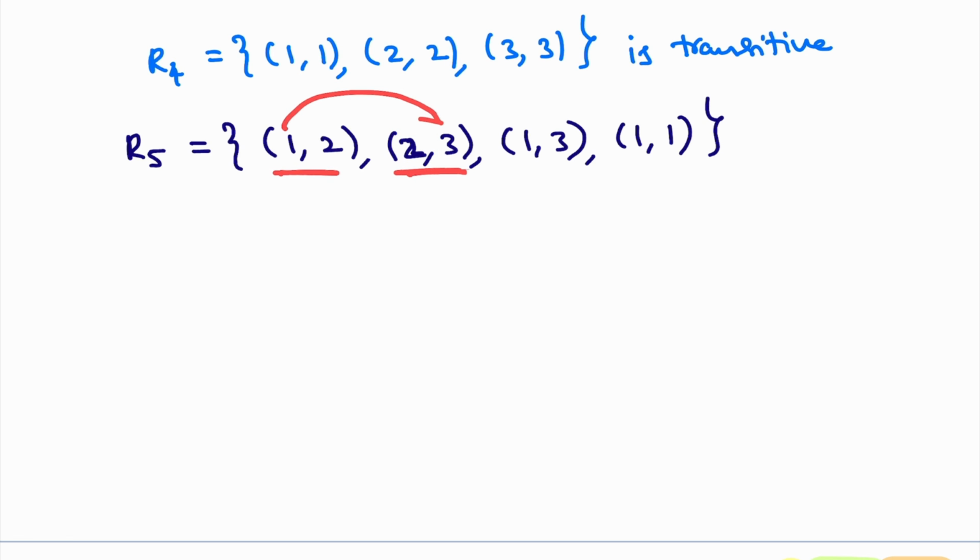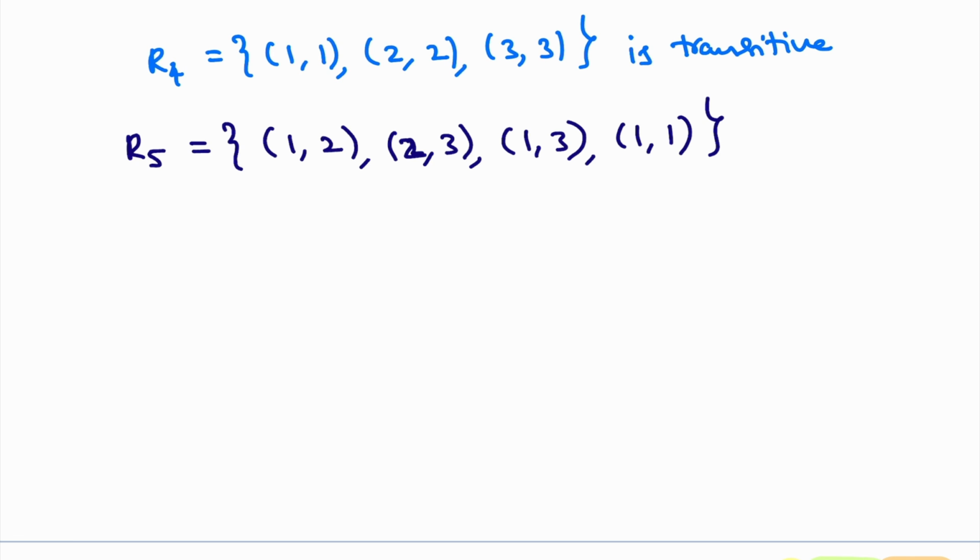What is x comma z? X comma z is 1 comma 3. Is 1 comma 3 there in this relation? Yes, 1 comma 3 is there in this relation. From this, you cannot say that it is transitive. We can say that just this ordered pair passes the transitive test. Like that, you need to check for every x comma y, y comma z in the relation.